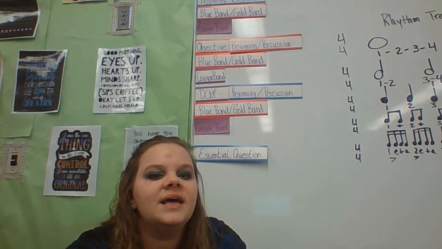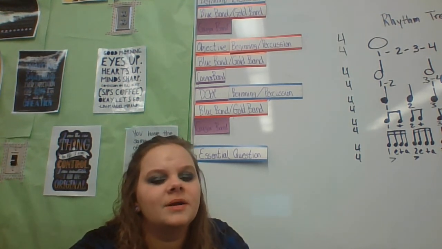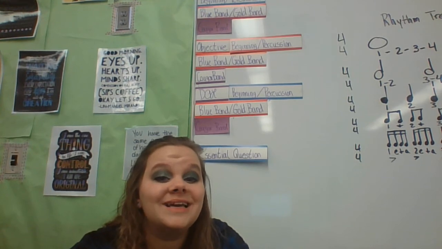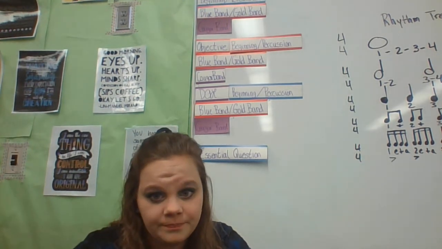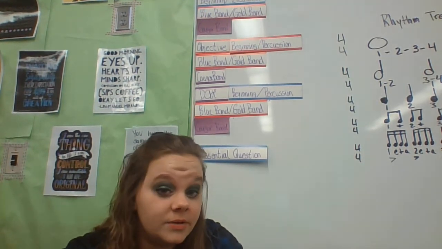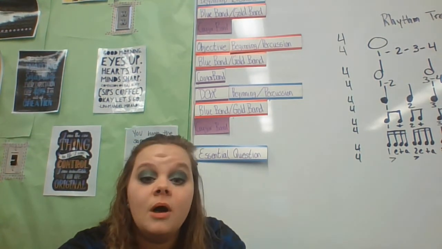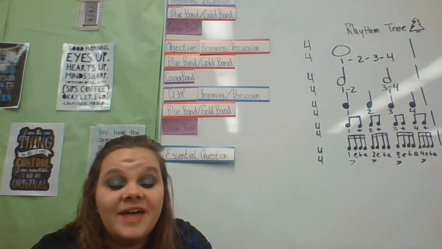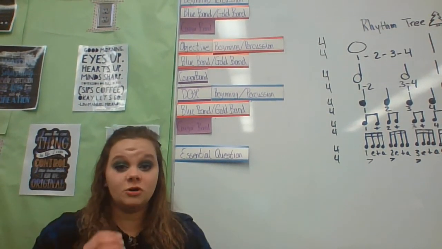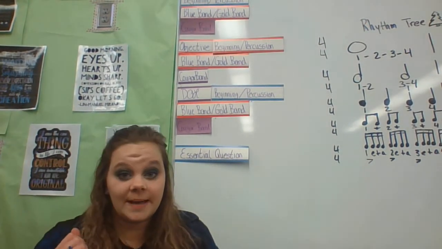So let's say like 80 beats a minute is where we're going to start. I want you to click play on that metronome. Or if you're really cool, you can download a metronome app for free on your phone, like Metronome Beats. You're going to click go on that metronome, and then you're going to let the metronome keep the steady beat. You're going to clap and count the rhythm tree.